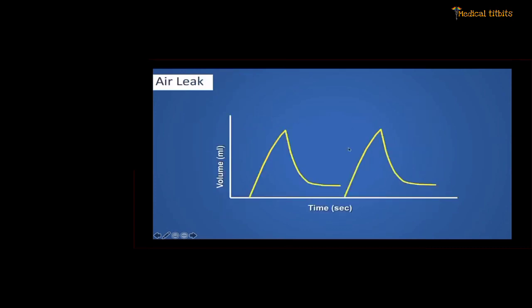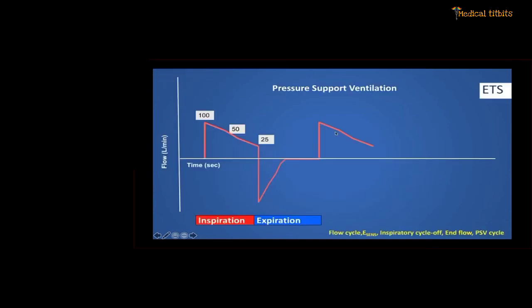I'll explain that again. This volume versus time scalar gives you the leak and the tidal volume attained. This difference is the air leak. This is regarding the pressure support ventilation, how cycling occurs. Here actually the maximum flow rate, if you can put it as 100% of the maximum, when it comes to 75%, 50%, and then 25%, when the expiratory trigger sensitivity is kept as 25%, then the exhalation valve is open and the phase goes to expiration.